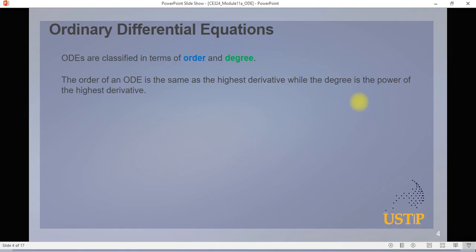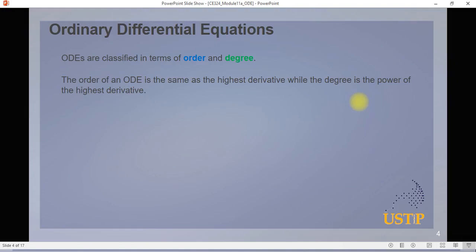So, ODEs are classified in terms of order and degree. The order of an ODE is the same as the highest derivative, while the degree is the power of the highest derivative. For example, if there is a first derivative, second derivative, and third derivative, it means that the order is 3 because the highest derivative is the third derivative. So that is order 3.